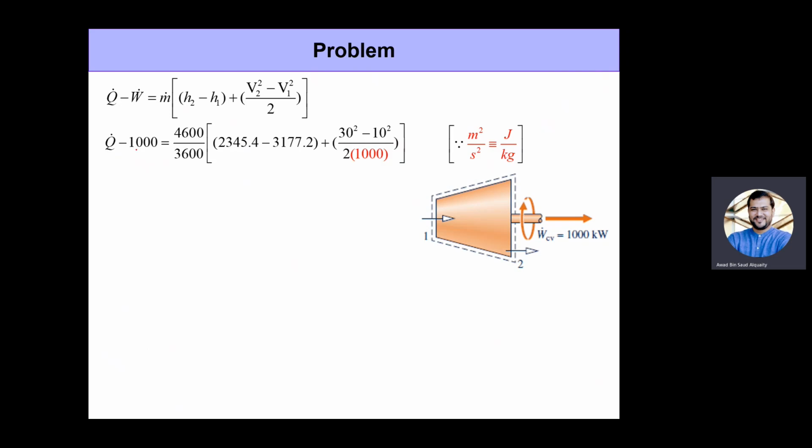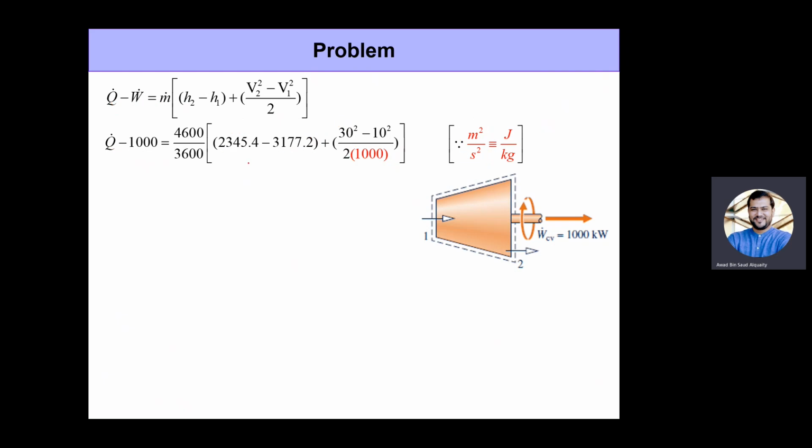This is something that we have discussed before, so it's something that you are expected to remember. So here Q in minus W out. W out, the power output, is 1,000 kilowatt, is equal to m dot, 4,600 by 3,600, times H2 minus H1. We found these from the property tables, Table A3 and Table A4, plus V square by 2. Remember, I said meter square per second square is joule per kilogram, but this one is in kilojoule per kilogram. So we divide this V square by 1,000 here just to convert joule per kilogram to kilojoule per kilogram. Okay, that's what we are doing as we did before.